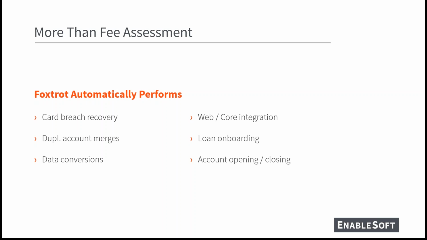Duplicate account merges, or really duplicate customer information merges. If you're dealing with instances where you have multiple of the same customer inside of your core system, Foxtrot automates that account standardization and merge process, data conversions, web and core integration. If your core system is not integrated online with your web platform, Foxtrot can scrape that data from your web platform and get it into your core system. Loan onboarding, account opening and closing, really anything that somebody is spending time doing manually today in your financial institution when they could be doing something else, when they could be building value, that's something that can be automated very quickly with Foxtrot.